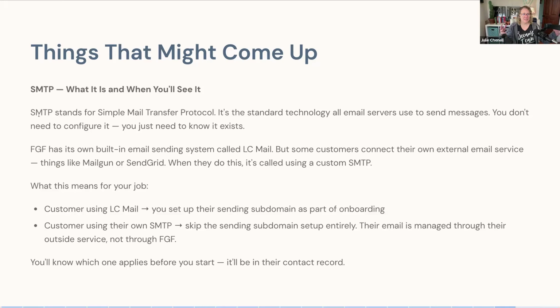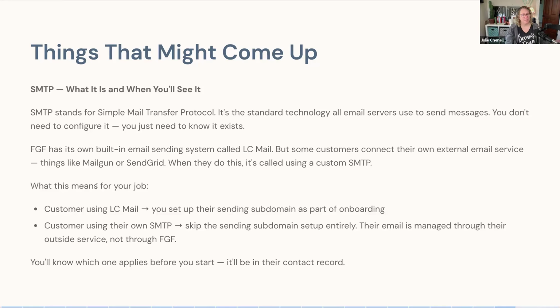Think about FG funnels is the car and the SMTP is the engine. We have an engine that's already built in, but sometimes they're like, no, no, no, I need to go faster. So they buy their own engine and they stick it into the software. Okay, and it's called a custom SMTP. And things like Mailgun or SendGrid would be those things.